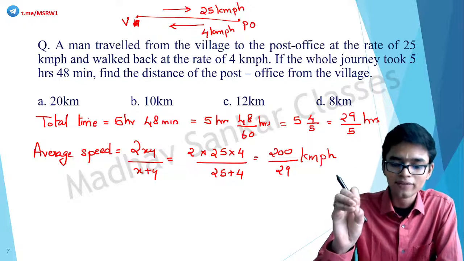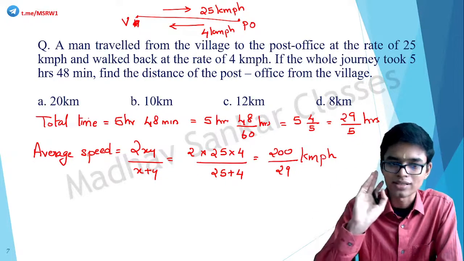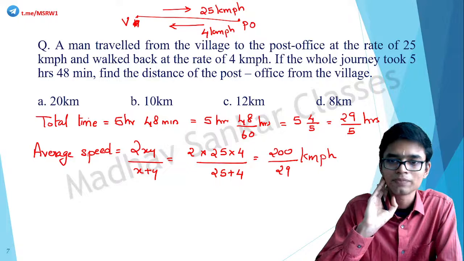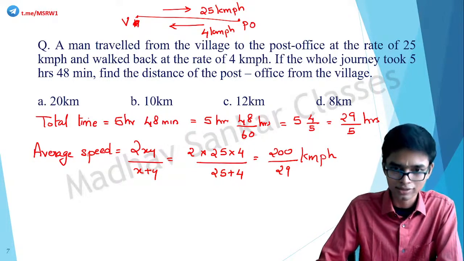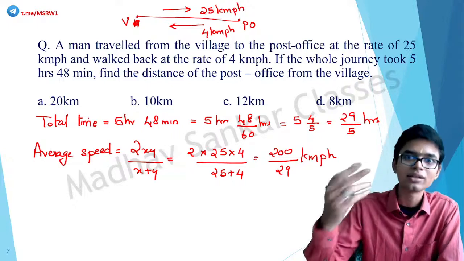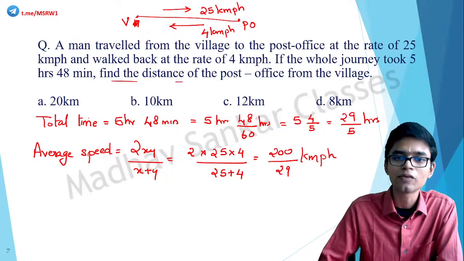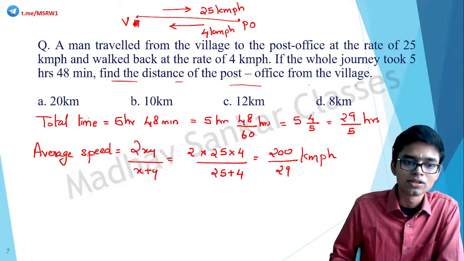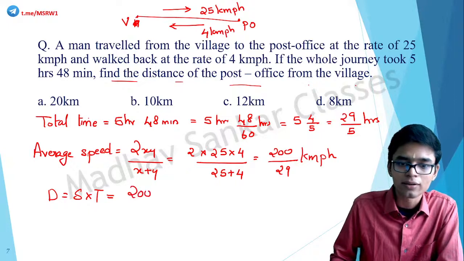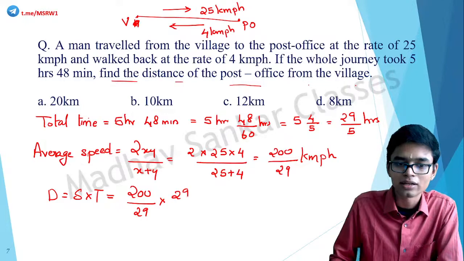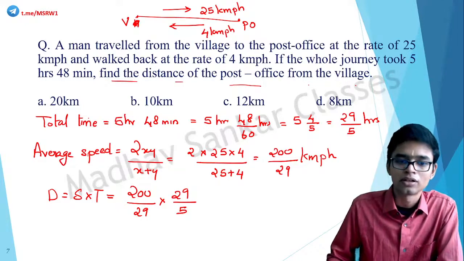So now we got the average speed and now also the time. So how do we find the distance? Question is asking, we got the speed and time, so we have to find the distance. Question is asking the distance of post office from village. So distance is equal to speed into time is equal to 200 divided by 29 into time is 29 divided by 5. 29 cancelled. This is equal to 40.